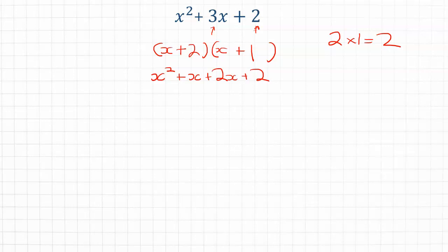The 2x and x terms can be combined to make 3x. So the result of multiplying out (x + 2)(x + 1) is x squared plus 3x plus 2. Thus we have proved that x squared plus 3x plus 2 factorized is (x + 2)(x + 1).